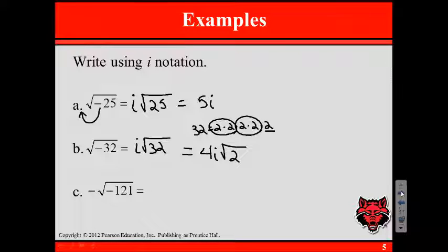And in the last example, we have the negative square root of negative 121. Now, when we pull the negative from the inside and rewrite it as i, it does not change the sign outside of the square root. So we have negative i square root of 121. 121 is a perfect square, and its square root is 11. So this becomes negative 11i.